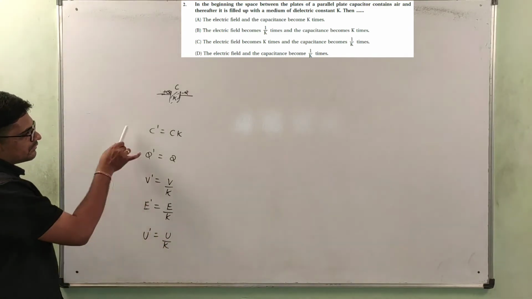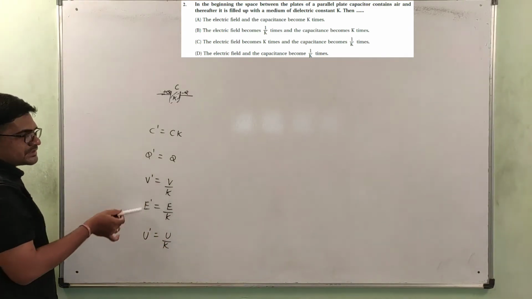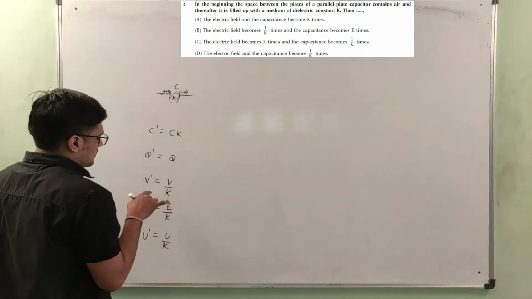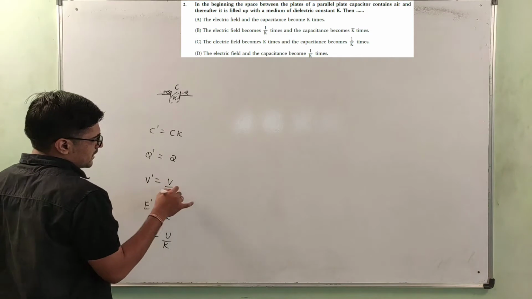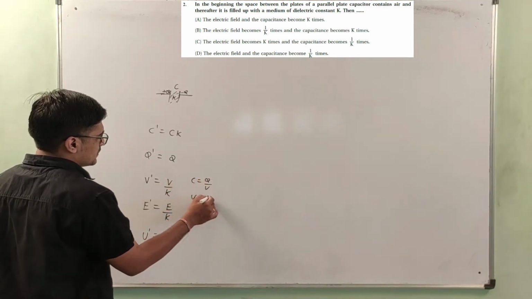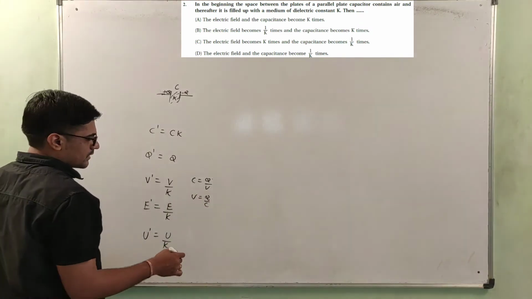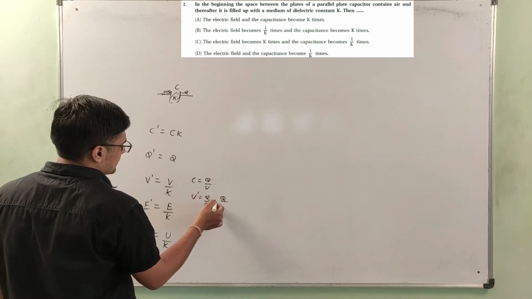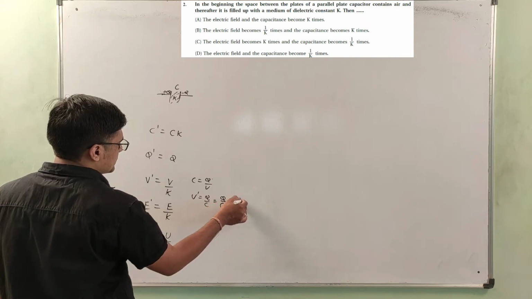So you should remember which quantity is changed and which quantity remains constant, right? How does this potential difference become 1 by K? So capacitance C is equal to Q by V. So V is equal to Q by C. Now the charge is Q, final charge, and capacitance becomes CK, so this becomes 1 by K.